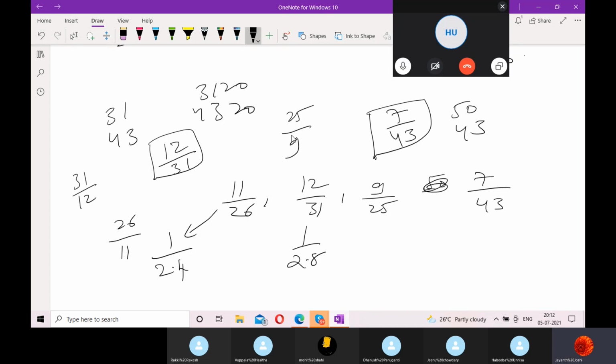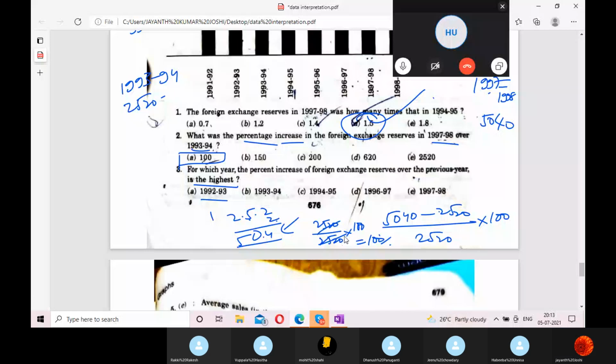25 by 9, 9 twos are 18. So 1 by 2.6 something I'll get. And 43 by 7, 6 sevens are 42. So 1 by 5.8 something. So here they are asking which is the maximum, correct? Maximum increase.